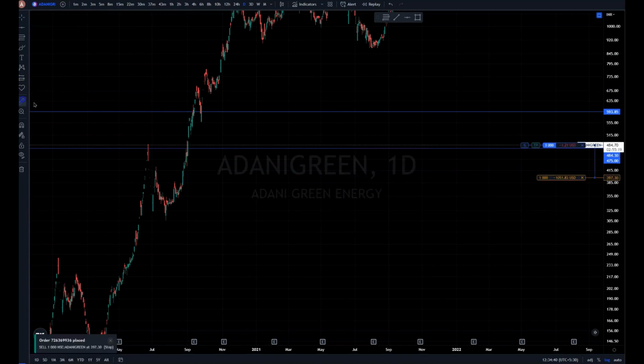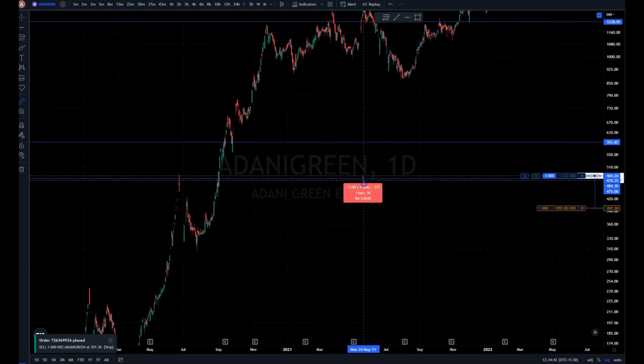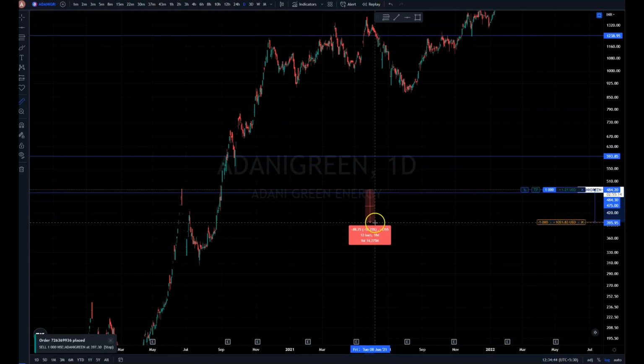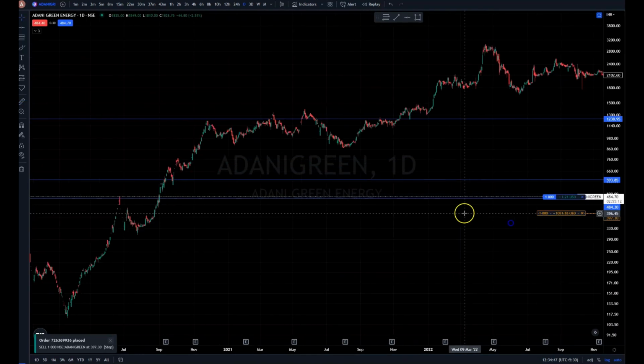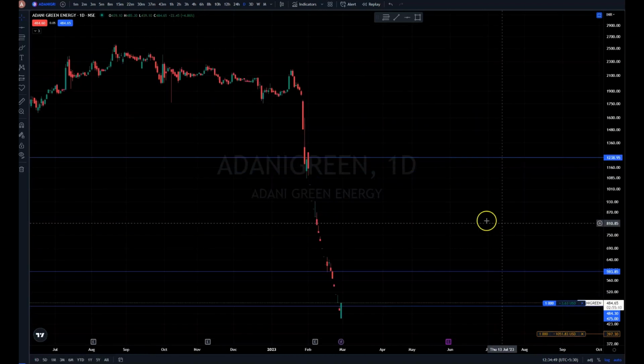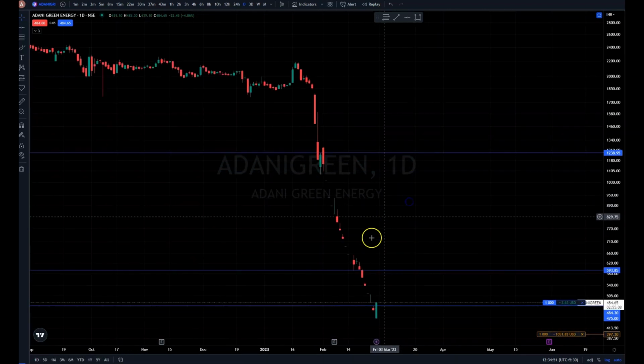So how much is it though? If you can see, it is about 18% down from our entry. And the target would be around this area. The first target would be around this area.